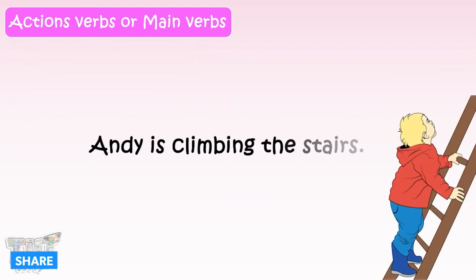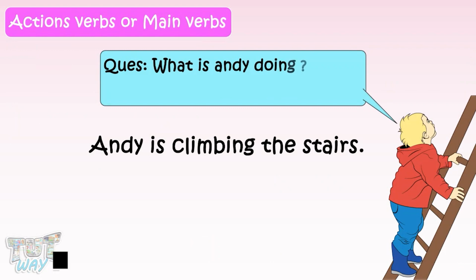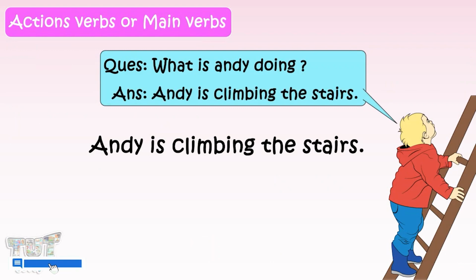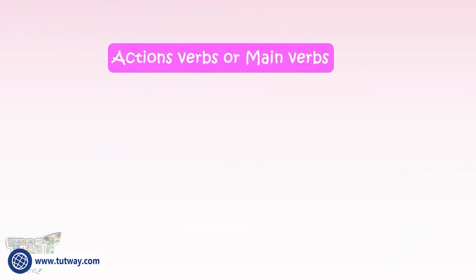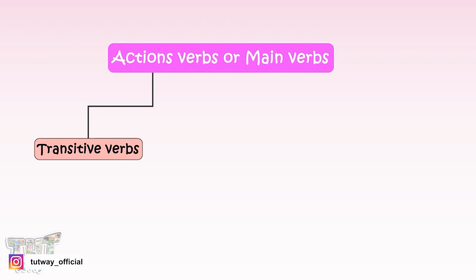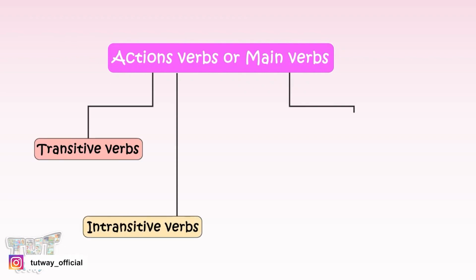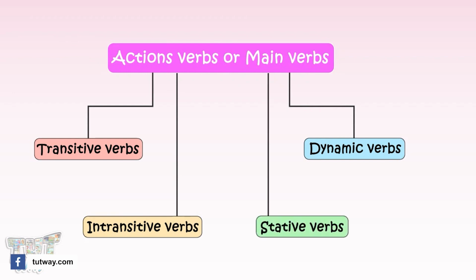Andy is climbing the stairs. What is Andy doing? Andy is climbing. So, the action verb is climbing. Action verbs can be further classified into transitive verbs, intransitive verbs, dynamic verbs, and stative verbs.